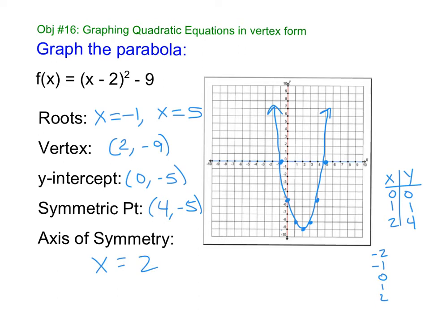Now, how can I find the y-intercept without looking at the picture? What would you do? Well, the y-intercept, the x value is 0. So if you find f of 0, just plug 0 in. You get 0 minus 2 squared minus 9. So that's 4 minus 9 is -5. So it is a little more difficult to find the y-intercept when it's in this form.